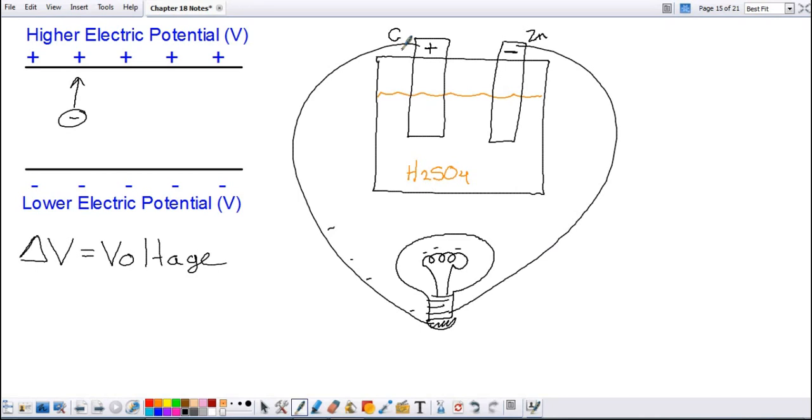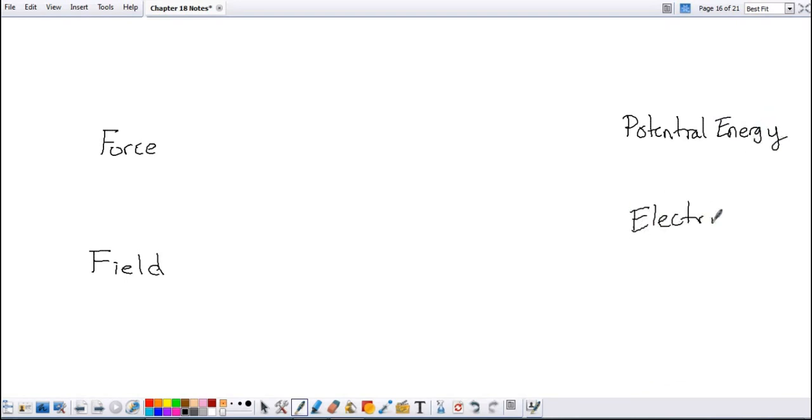Okay, another thing I want to go ahead and do is just review, because there's a lot of things that sound alike, that look alike. Okay, our equations all are kind of similar. So let's go ahead and review a little bit. We started off talking about forces, okay, the electric force, and then we started talking about the electric field, and we moved on to electrical potential energy, and then finally just electric potential.